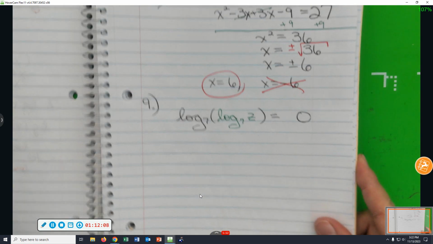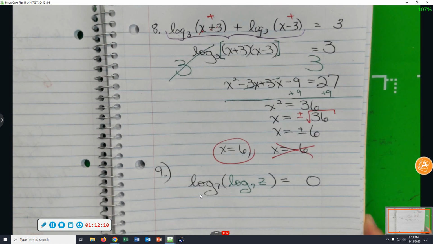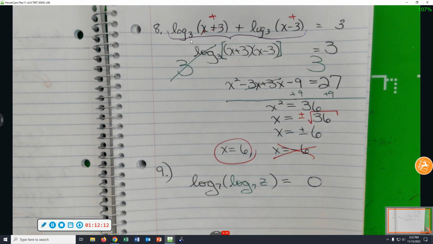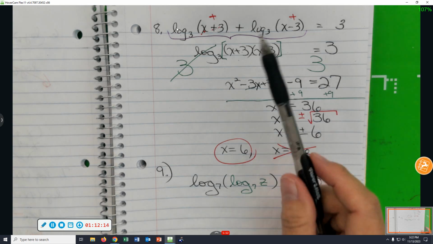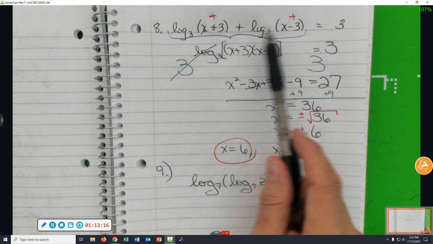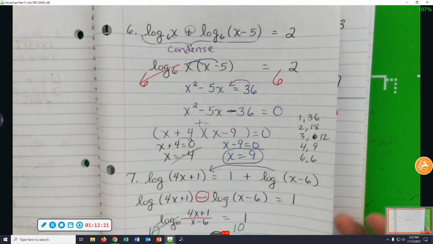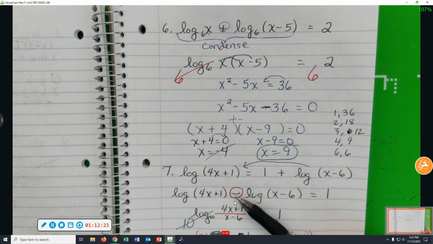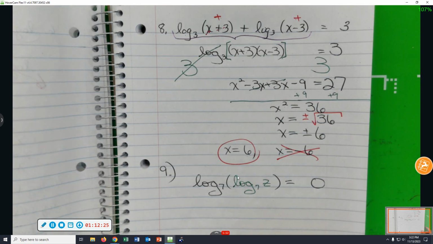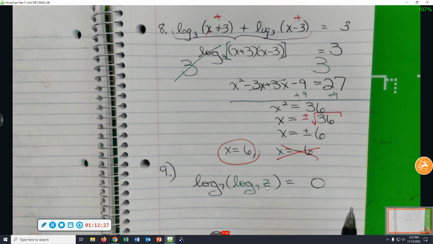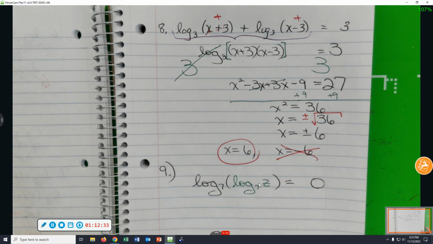Do y'all see that there's a big difference between number 9 and number 8 and number 7 and 6? We had multiple logarithms in those previous problems, but they were being added or subtracted. I claim that this problem's already in the format that we need. It's already one variable. There's only one variable, and I claim it's already in the form that you need it in. You have a single logarithm equals a number.